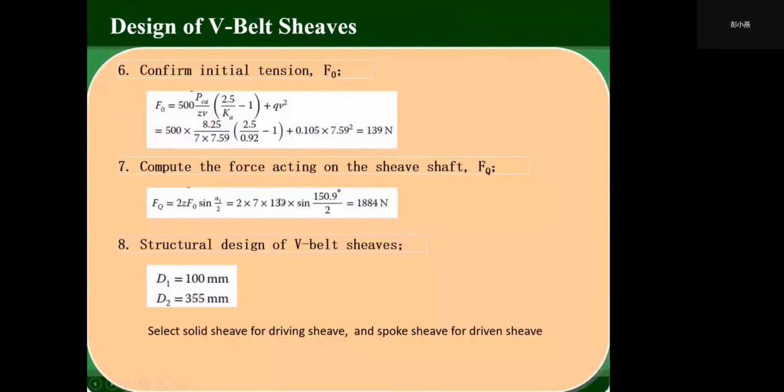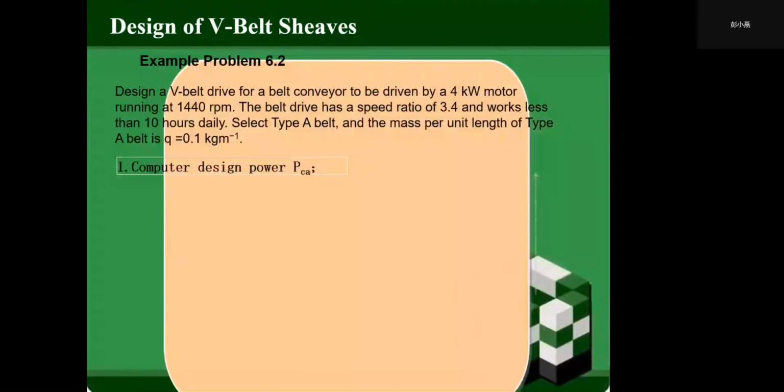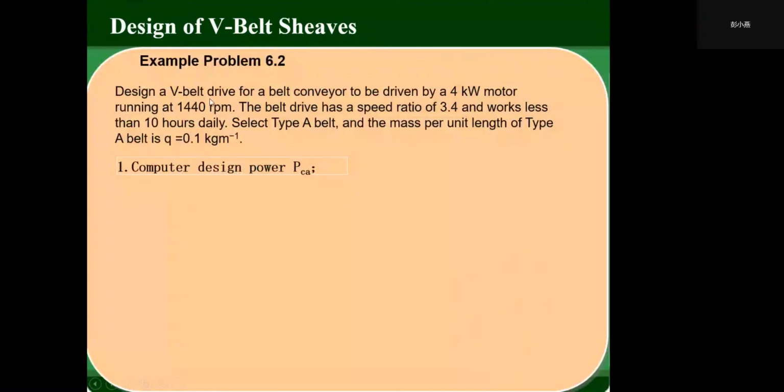Okay, for this example, any question? Any questions for this example? Any question? Okay, if not, we'll proceed to example 2.